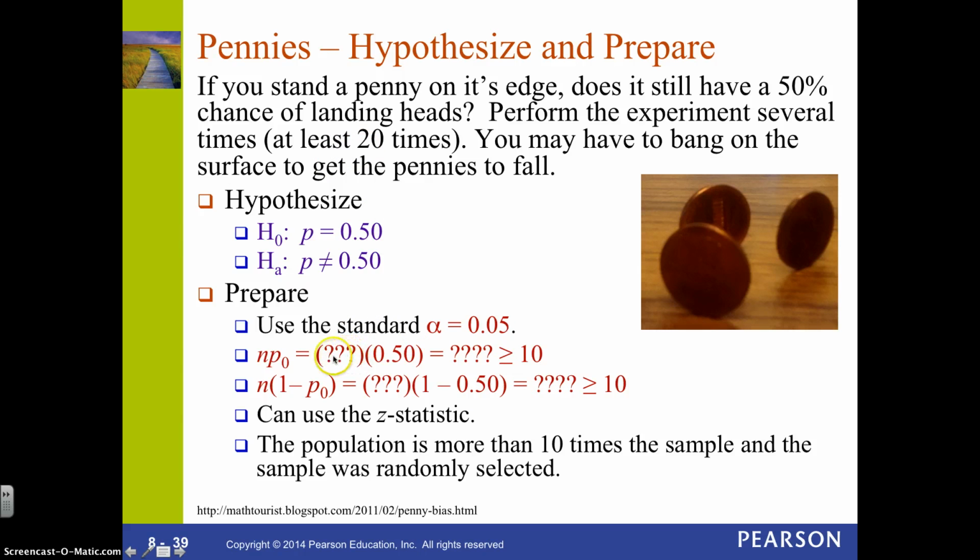Okay, so you're going to be filling in this piece where I have the question marks. That's where your n goes. That's how many times you do it. So that's why I have to do it at least 20 times, so I can at least get equal to 10 in both of these cases. And again, there's an infinite number of times you could do this, so our population is definitely more than 10 times the sample. And it's randomly selected because you're doing it yourself randomly. You're not making anything happen here.